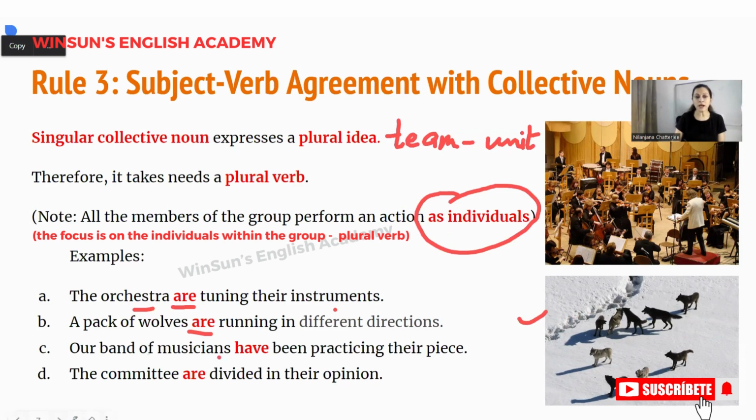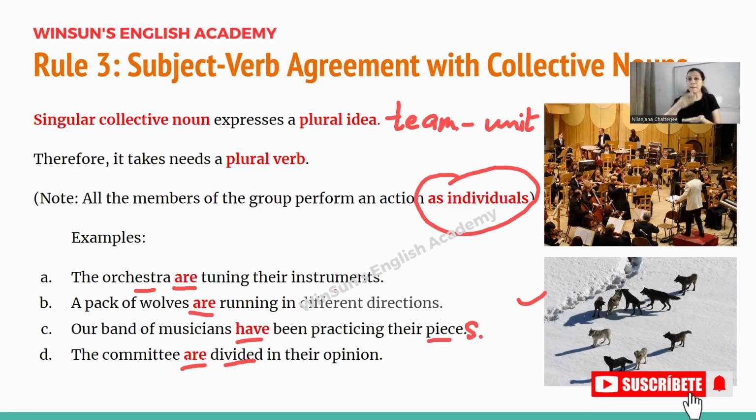All right. Our band of musicians have been practicing their pieces. Sorry, it will be pieces. So musicians, they have their own pieces, and so they are practicing. Although they are together, they are practicing their individual pieces. And that is why they express a plural idea, and so they take a plural verb. Here, the committee are divided, not the same. Different opinions, many opinions, many is plural.